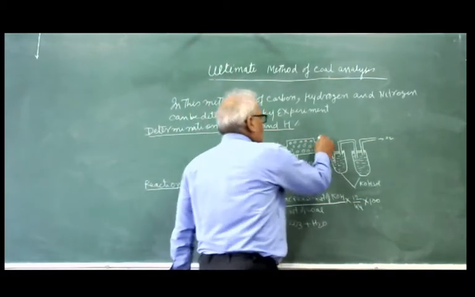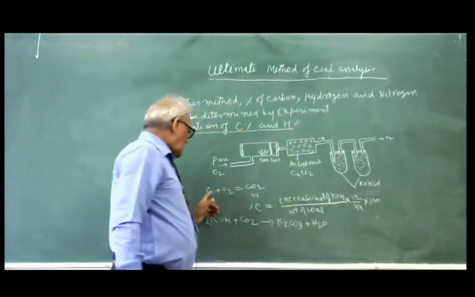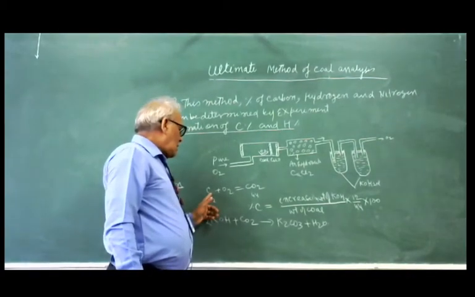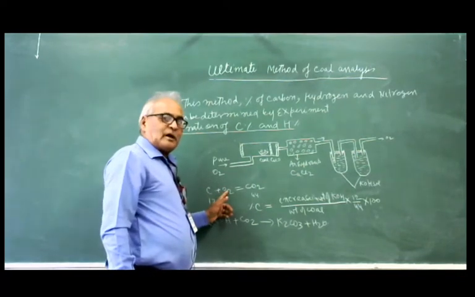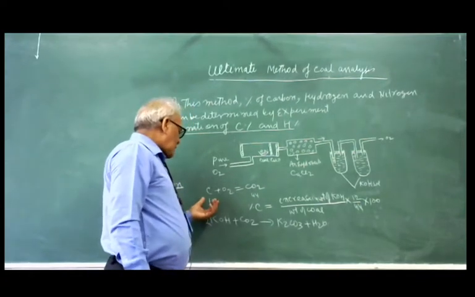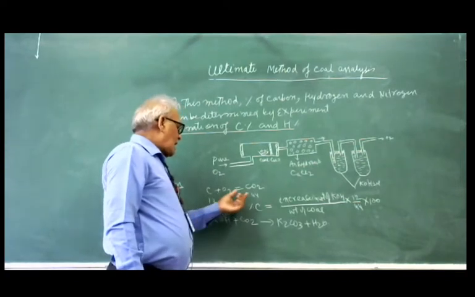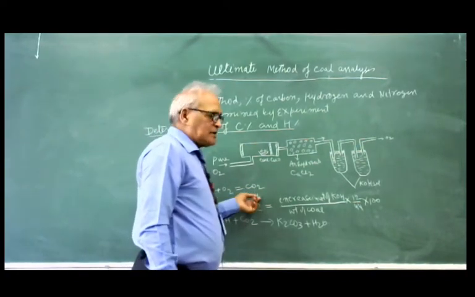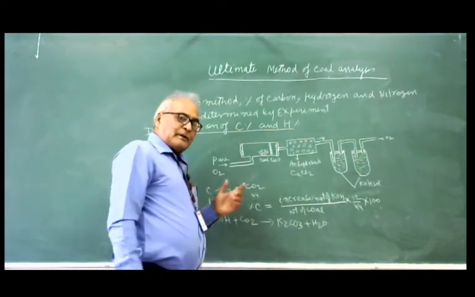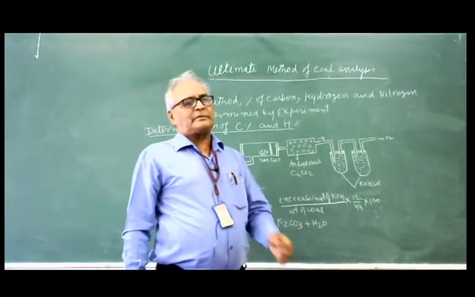Now, here carbon dioxide will pass. Just see here, carbon of the coal burns in the atmosphere of oxygen, giving carbon dioxide. Suppose this is the carbon, the atomic weight of carbon is 12 and the molecular weight of carbon dioxide is 44. So 12 grams of carbon will give you 44 grams of carbon dioxide.